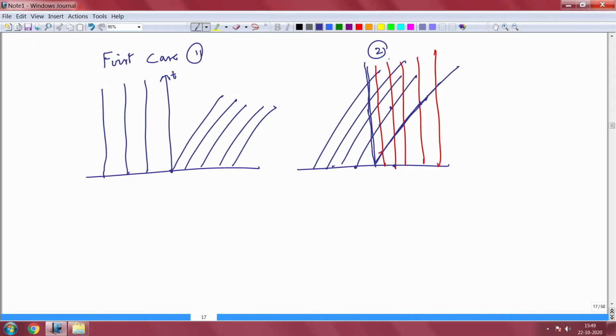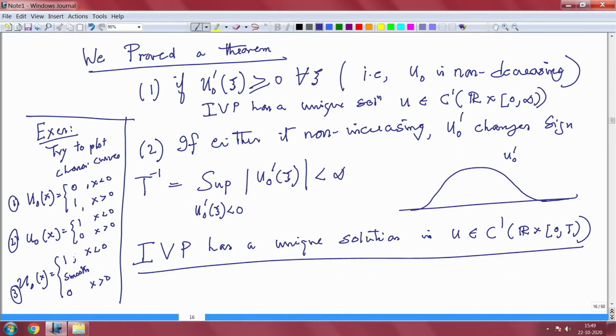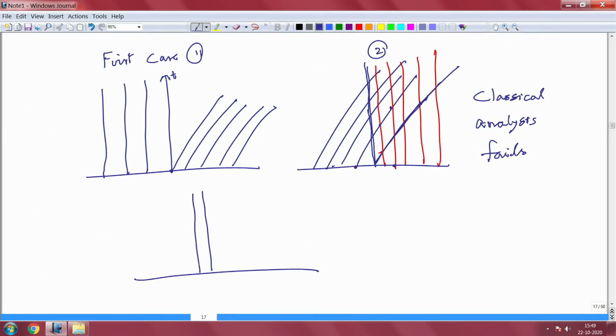So, your classical analysis fails. We are not going to treat the non-classical solutions and creating shocks, but these are all practical situations. In the third case, so you work out this example. In the third case, what is the third case? Third case, it is 1 here. So, you will have something, after that it is 0.